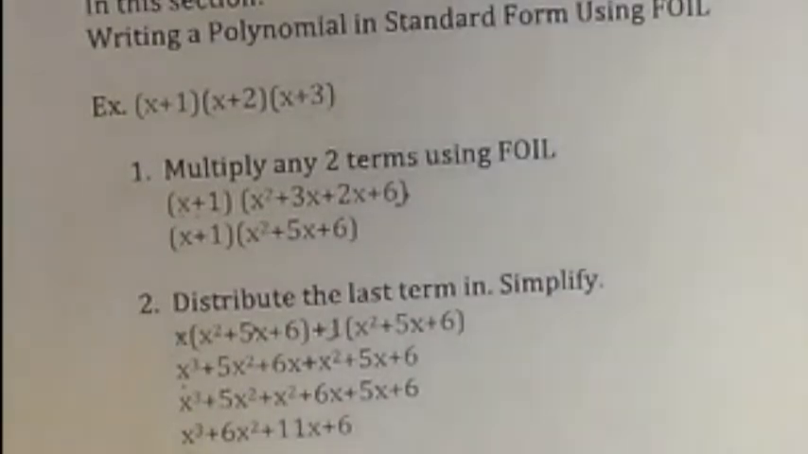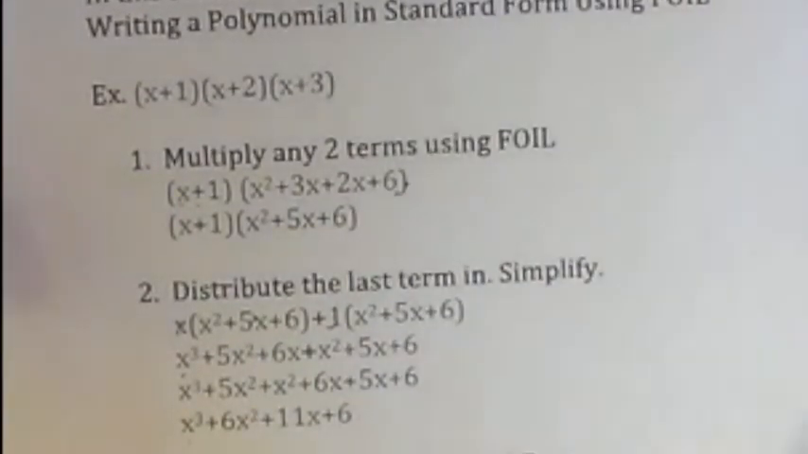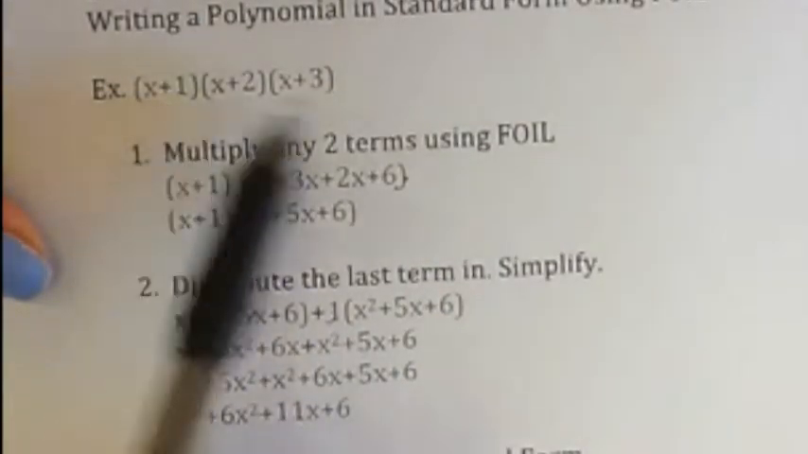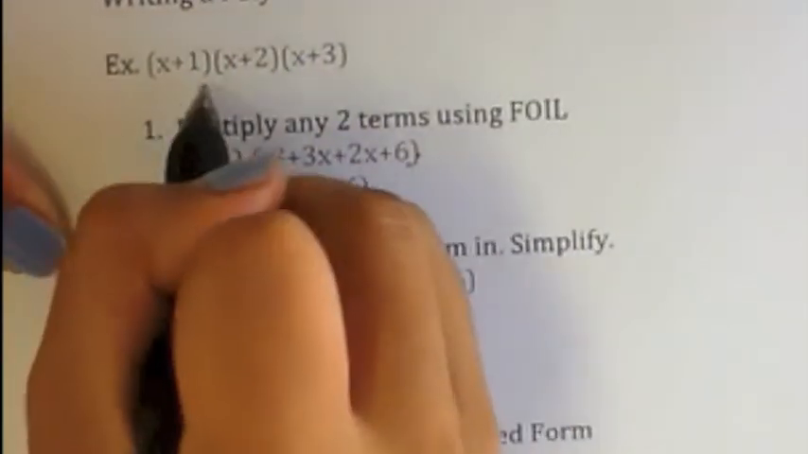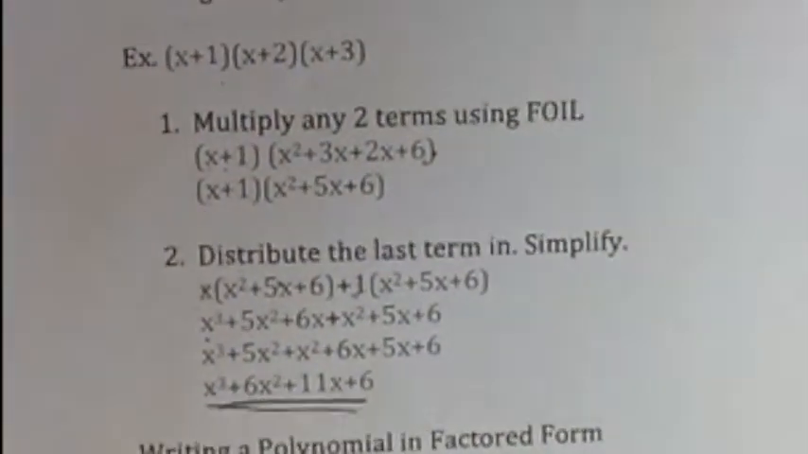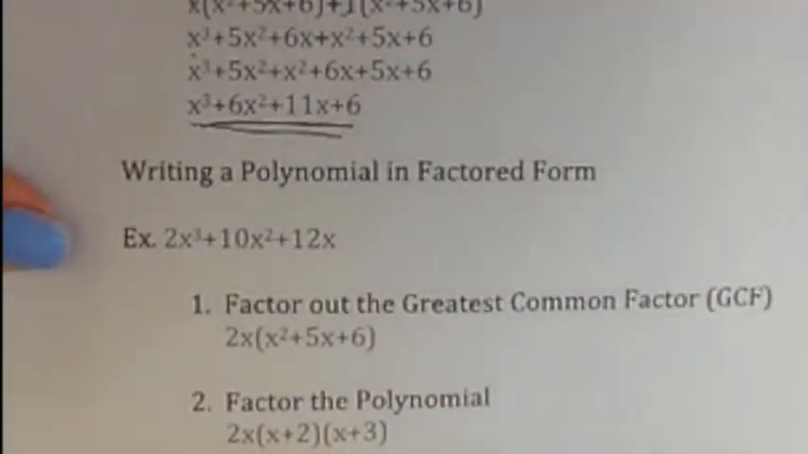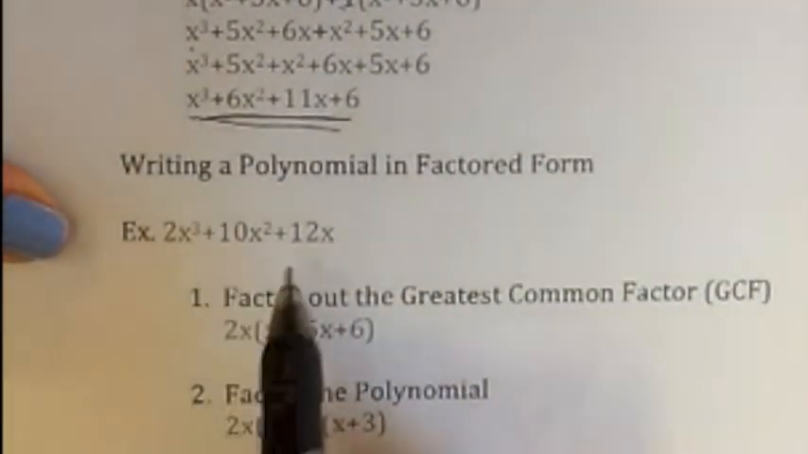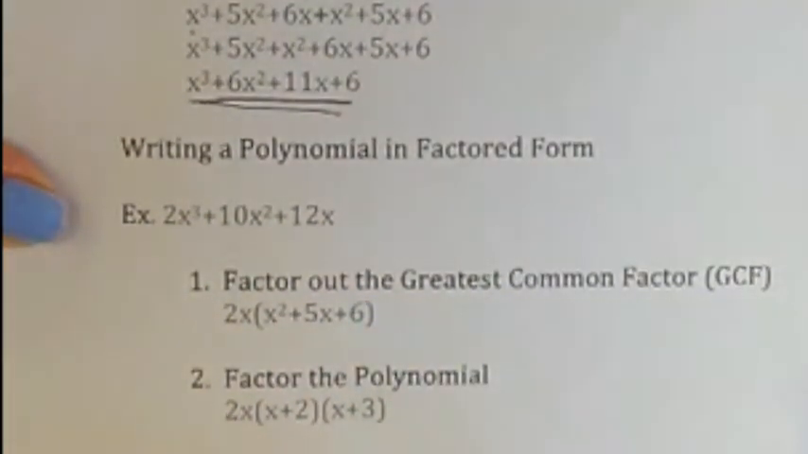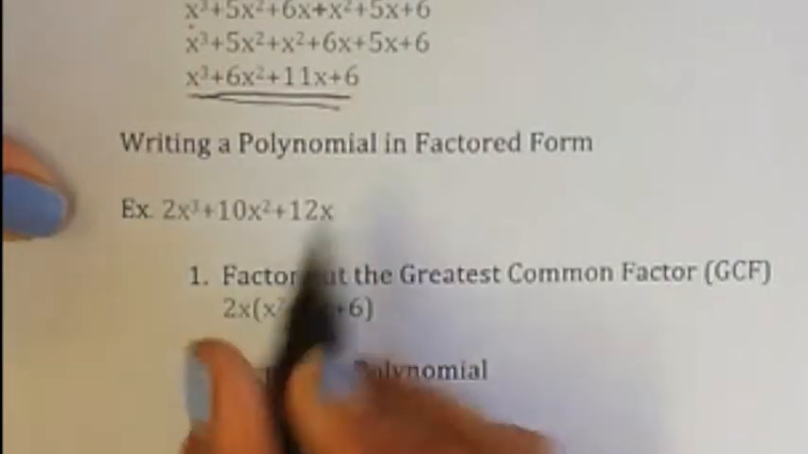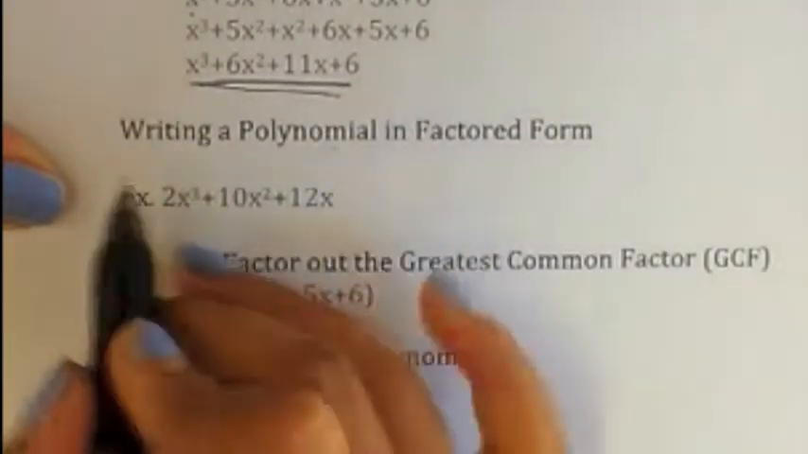So next is writing a polynomial in factored form. So instead of going from this to this, you go from this to that. So our example here is 2x cubed plus 10x squared plus 12x. So what you first want to do is factor out the greatest common factor. So you want to see what you can take out that is in every single term.